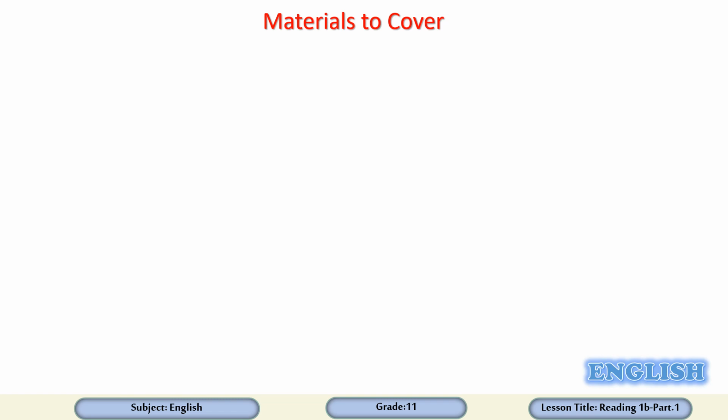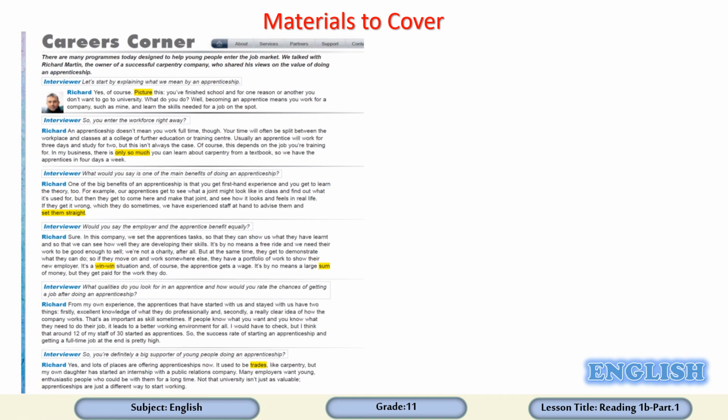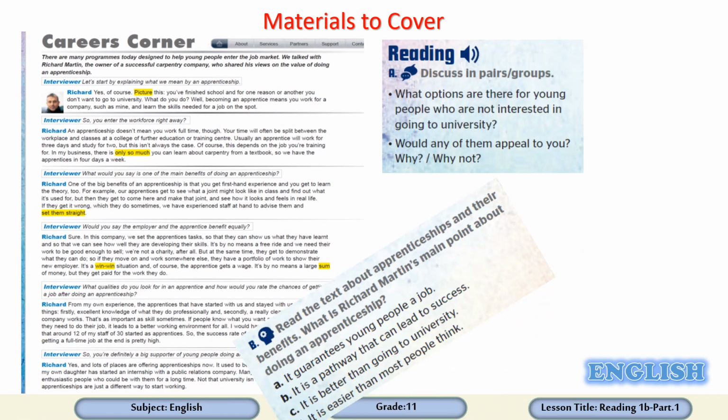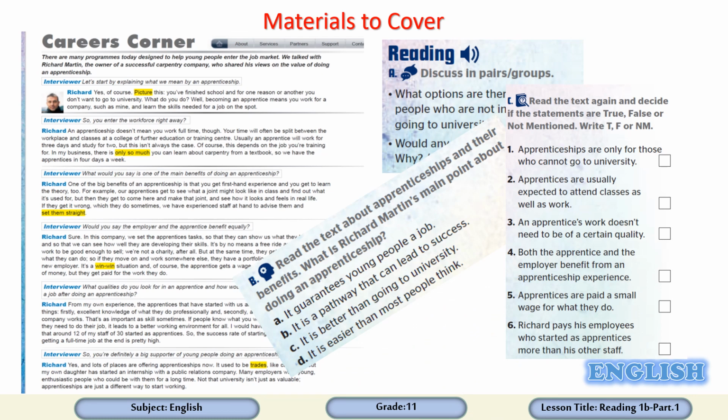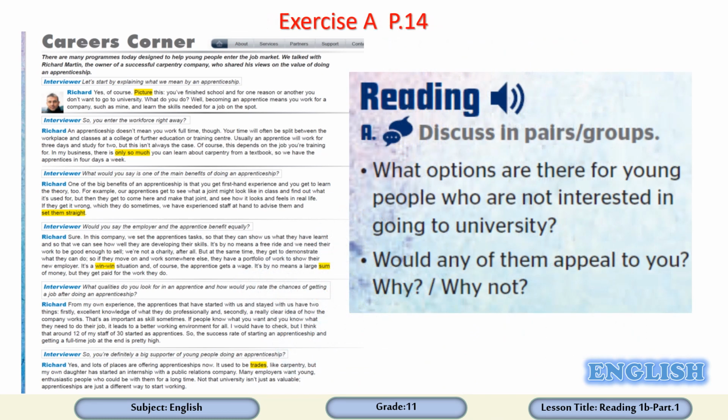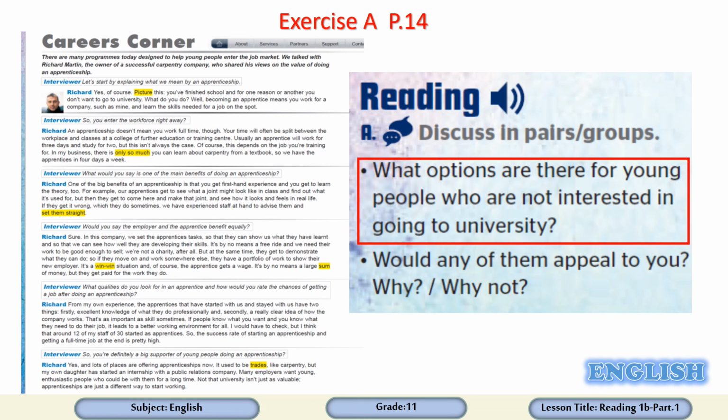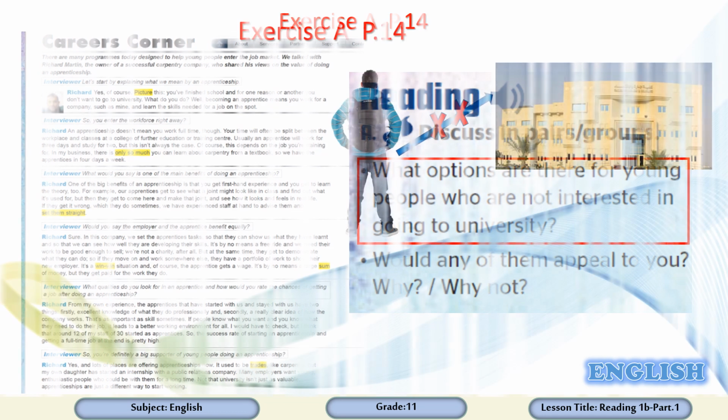In this lesson, you are going to read a text, and then you will have 3 tasks to do. The first task has 2 questions. Let's read question 1. What options are there for young people who are not interested in going to university?